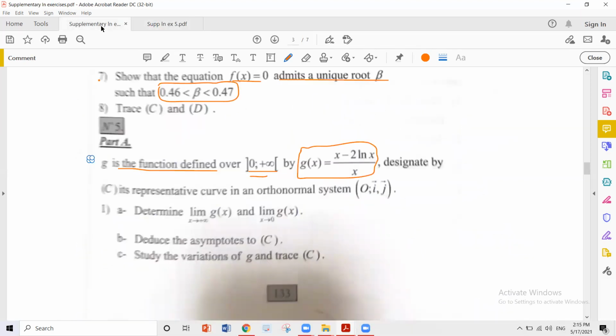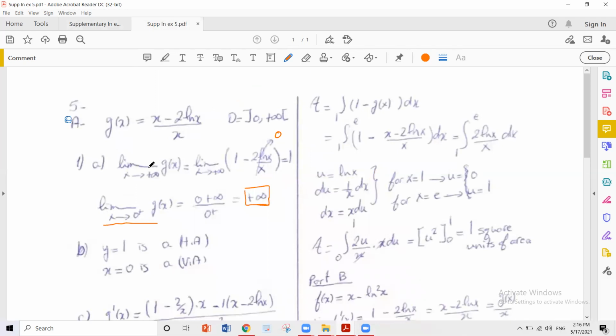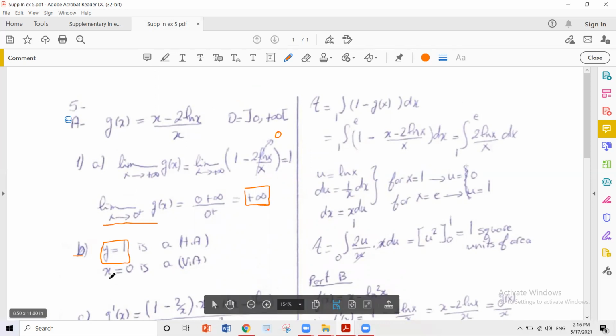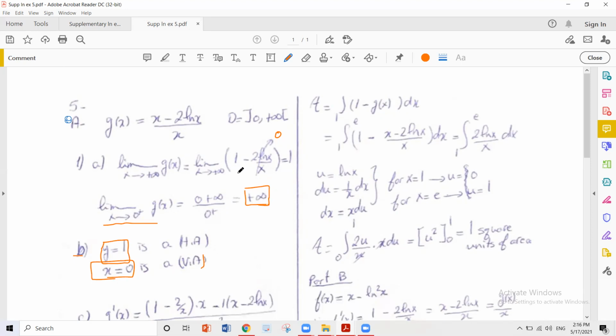Part 2, deduce the asymptotes to C. Here we have two asymptotes. y equals 1 is a horizontal asymptote, since x tends to infinity, y tends to 1. x equals 0 is a vertical asymptote, since x tends to 0, y tends to infinity.